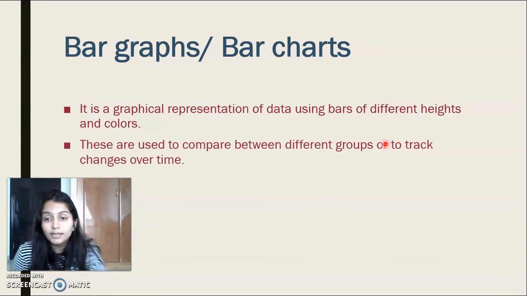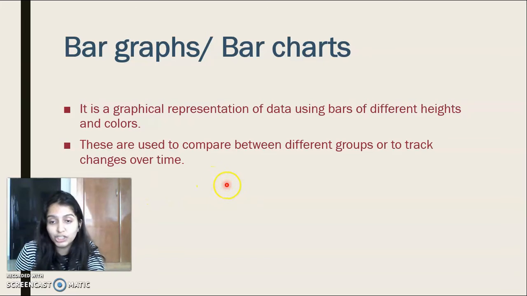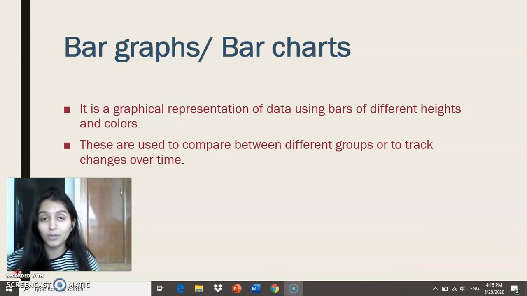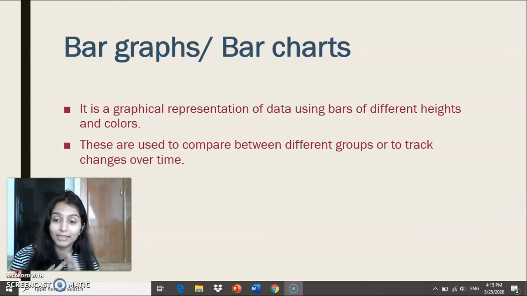Okay, next, they're used to compare between different groups or to track changes over time. Okay, now for now, let's focus on this first use. Compare between different groups. What does that mean? Now going back into the story, I asked 50 people about what they like to do in their free time, and I noted their responses. Now from their responses, I categorized into 4 categories, right? The first one was movies, second one was reading, third one was sleeping, and fourth one was playing video games.